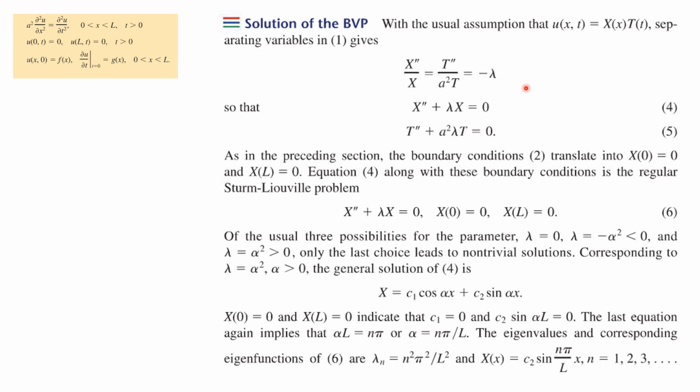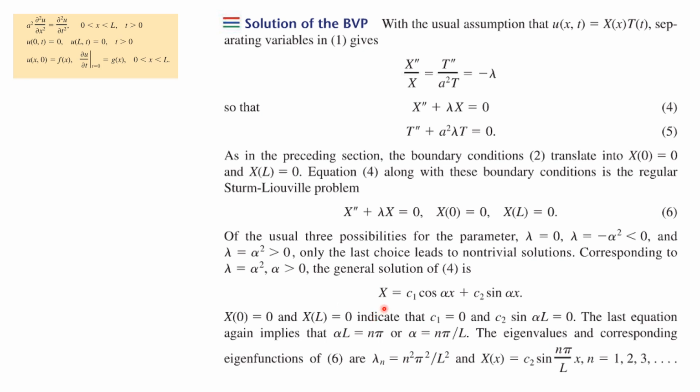Now notice that these are equal to minus lambda. That means this has to be a constant. So we get two ordinary differential equations, this one that's called 4 and this one that's called 5. Now 4 is exactly the one we had in the heat equation. So when we solve this one, we have three possibilities, and we go through those possibilities, but the only one that leads to a non-trivial solution is when lambda is equal to alpha squared.